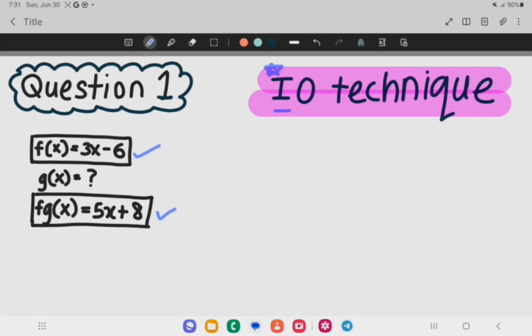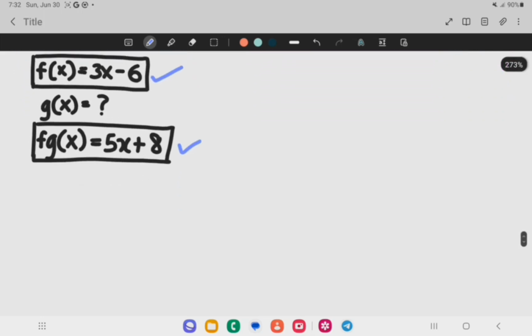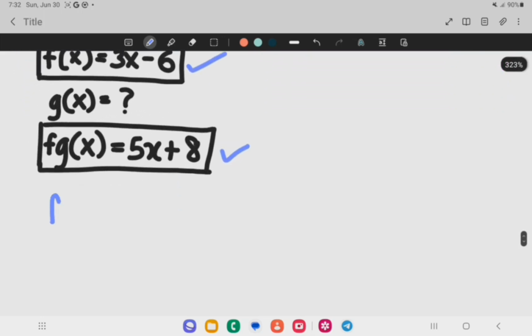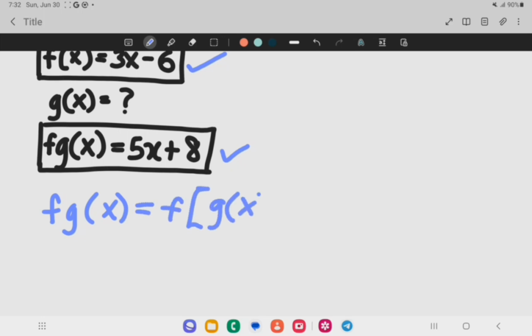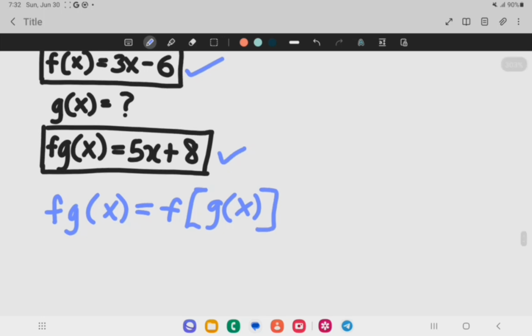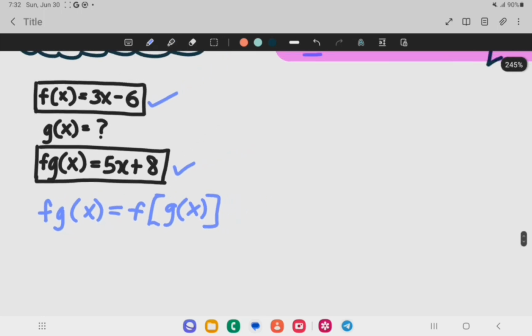Yes, you're going to use the IO technique, but to be more specific, it is involving the inside question. So the first step, always start from your composite function, separate them. When you want to separate them, just put a bracket in between the f and also g function. And then the next step, substitute the functions given in the question.